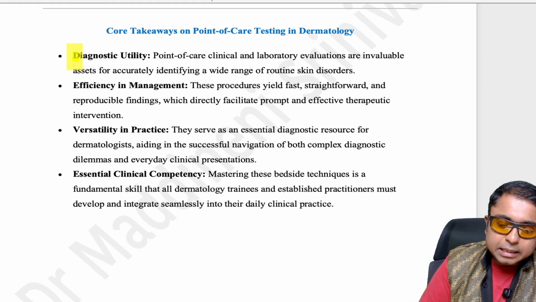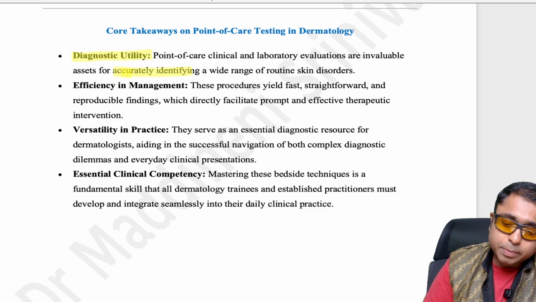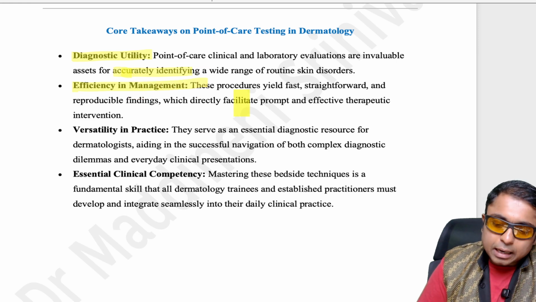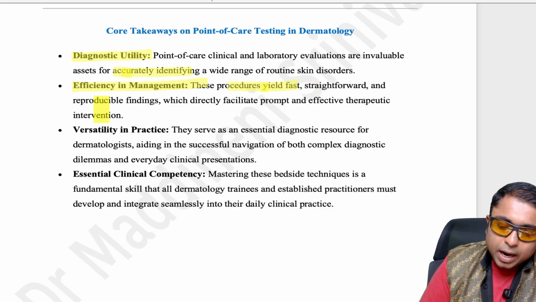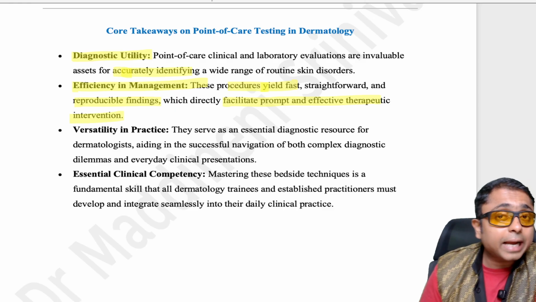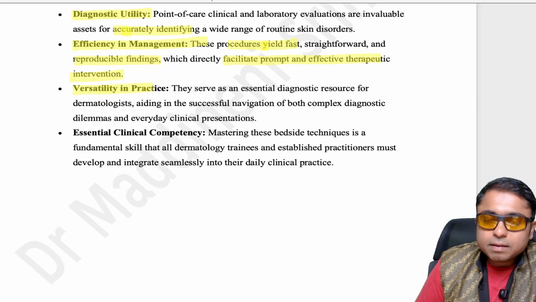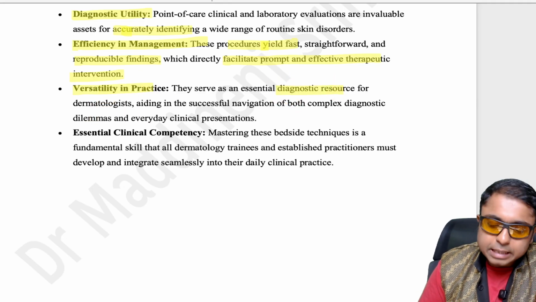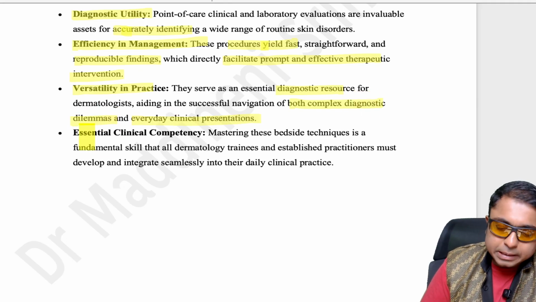So the takeaways are: the diagnostic utility of this point of care, clinical and laboratory evaluations, is definitely invaluable for the accurate identification of the condition and also early management of the routine skin disorders. Like I have told you, the procedures may yield interpretable results very fast, and also reproducible. So they will facilitate prompt and effective therapeutic intervention, which at times may be saving the life of the patients also. And also versatility in the practice, they serve as an essential diagnostic resource for dermatologists, aiding in the successful navigation of both complex diagnostic dilemmas and also everyday clinical presentation.